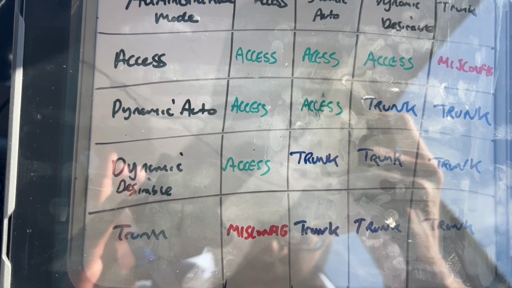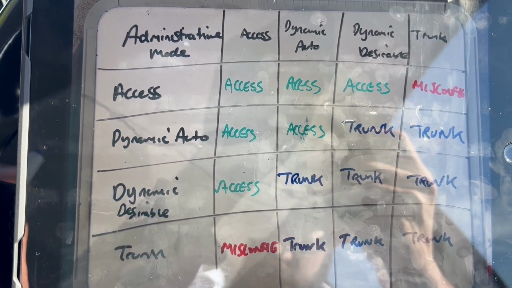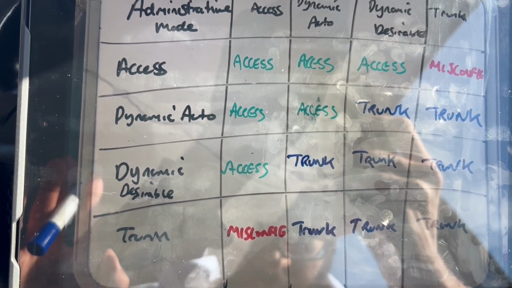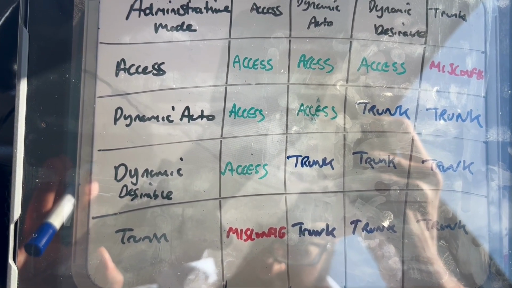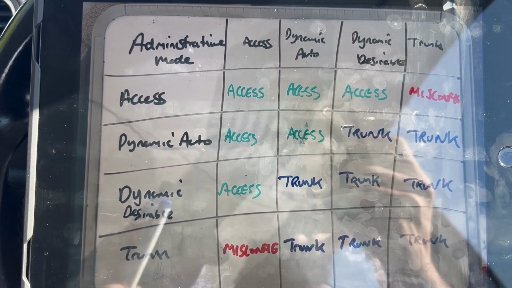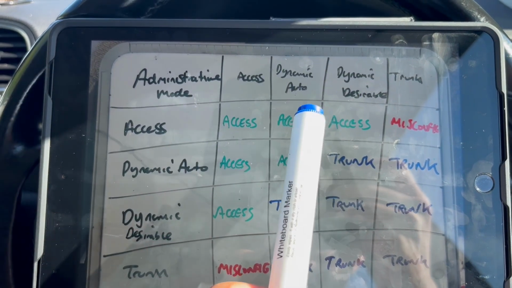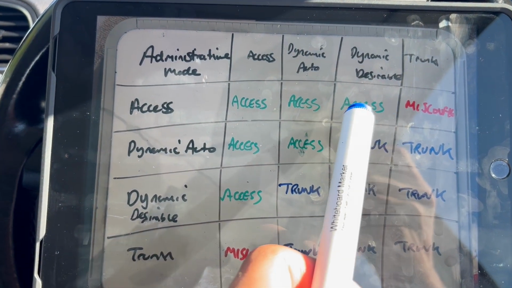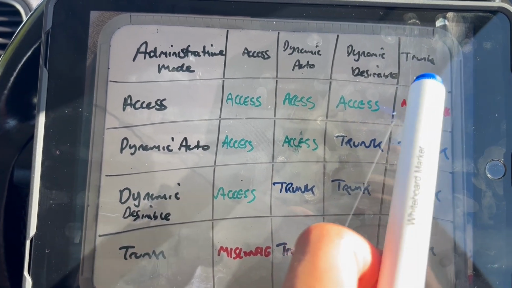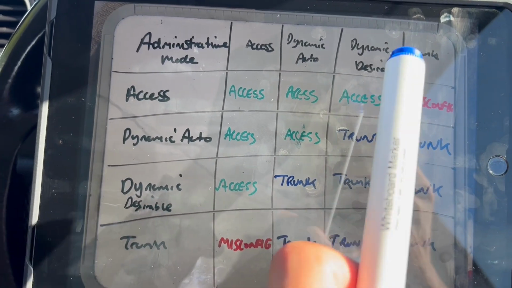So that is part of a VLAN. But a trunk port, like here, that's not part of any VLAN, and the trunk port is typically connected to a non-edge device. So access and access makes an access port. Dynamic auto with access also means an access port. Dynamic desirable and access also means an access port. But a trunk and an access, that is a misconfiguration.